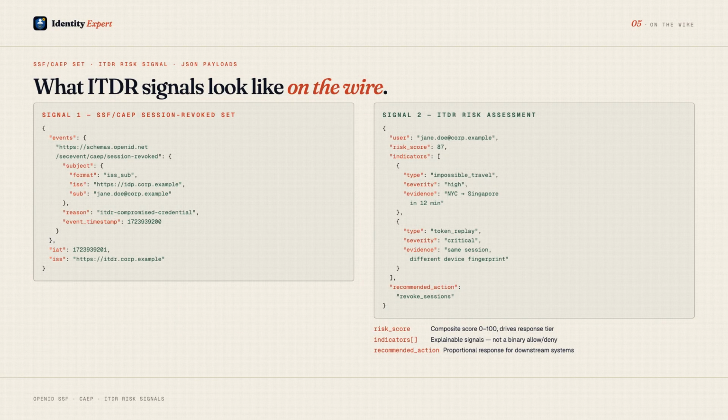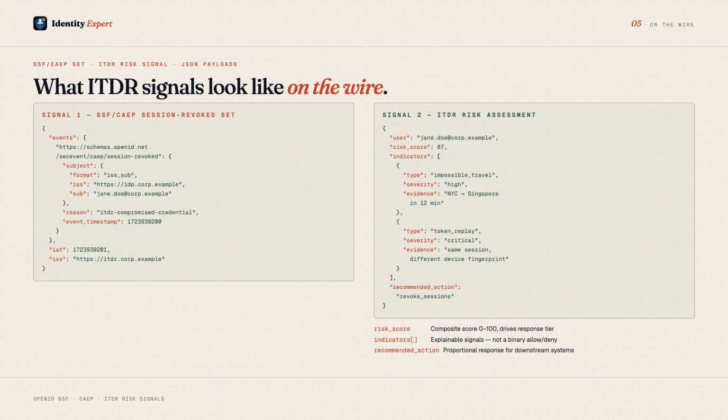First, a Shared Signals Framework event, specifically a CAEP session-revoked security event token. This is the kind of signal an IDP sends to downstream relying parties when ITDR triggers a session kill. The SET payload contains the event type CAEP session-revoked, the subject identifying the session, the reason code indicating the ITDR engine detected a compromised credential, and a timestamp. This is a standardized signal that any SSF-compatible relying party can consume and act on immediately.